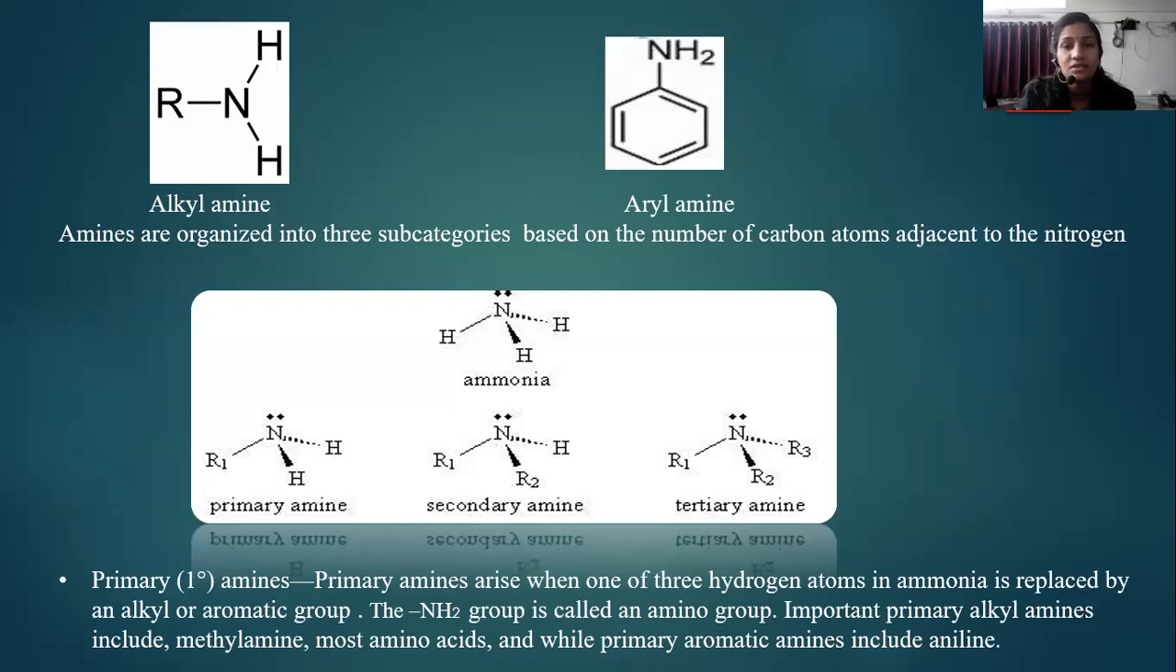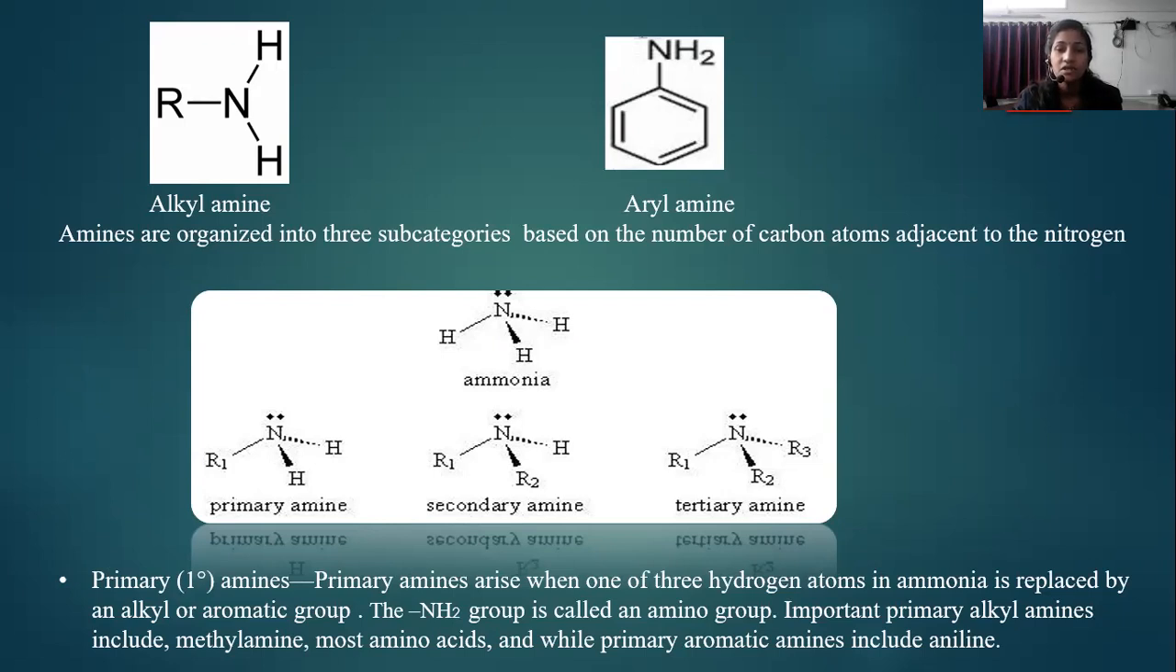Amines are organized into three subcategories based on the number of carbon atoms adjacent to the nitrogen atom. First of all, ammonia. We know ammonia is the parent of amines. So first is the primary amine. Primary amines arise when one of the three hydrogen atoms in ammonia is replaced by an alkyl or aromatic group. This is known as a primary amine.